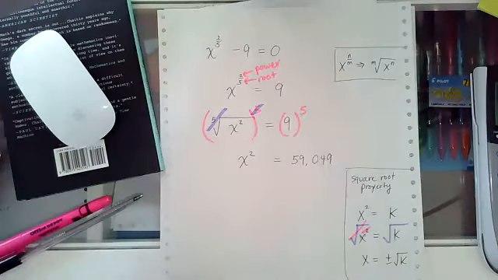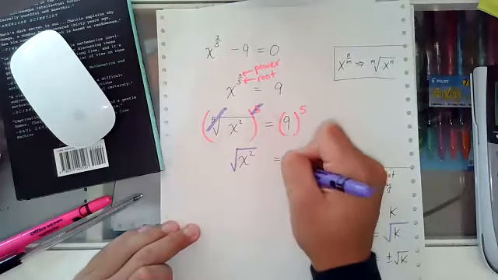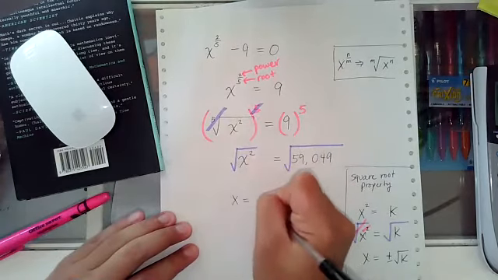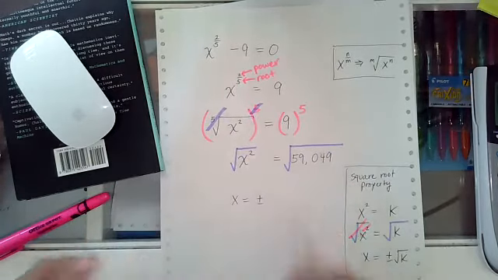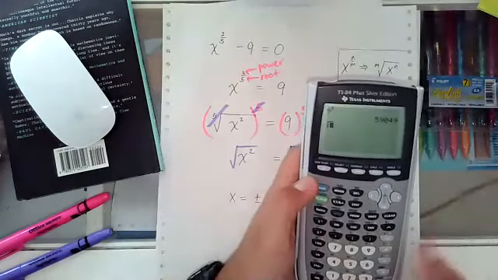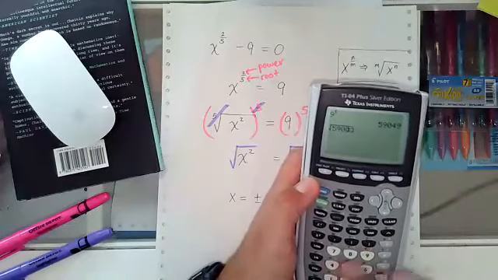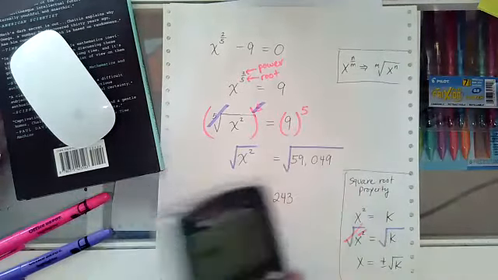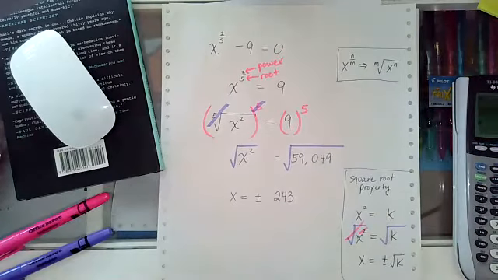So when we take the square root of this guy and this guy, we're going to need x is equal to plus or minus whatever the square root of 59,049 is. Well, if I take the square root of that, 59,049, you get 243 here, both the positive and the negative solution.